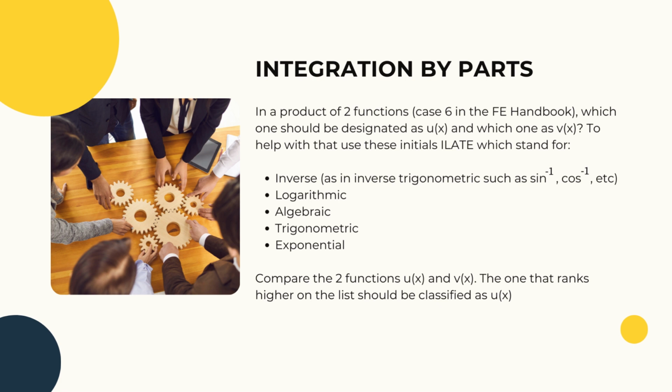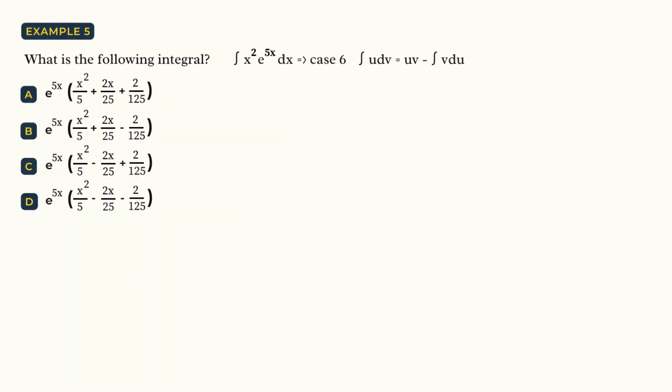You must compare the two functions, and the one that ranks higher on this list is going to be classified as u. The correct choice of u and dv is critical. The formula will not work if these are reversed. Now let's go ahead and work on an example. What is the following integral? Integral of x squared multiplied by e power 5x dx.